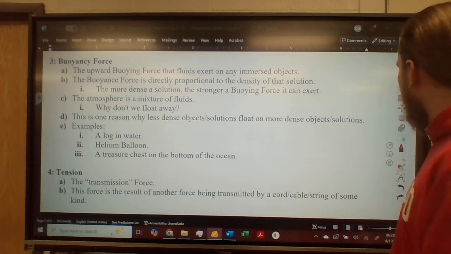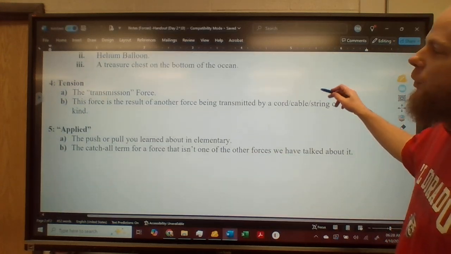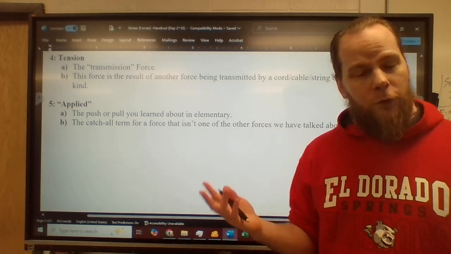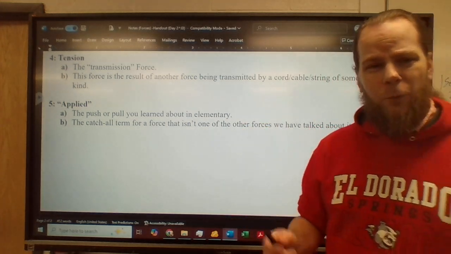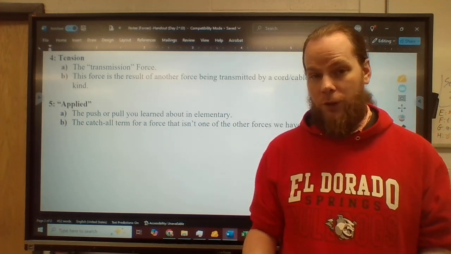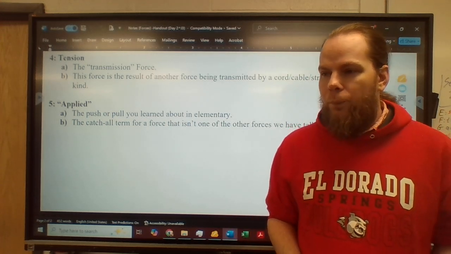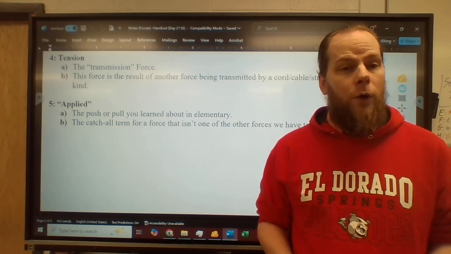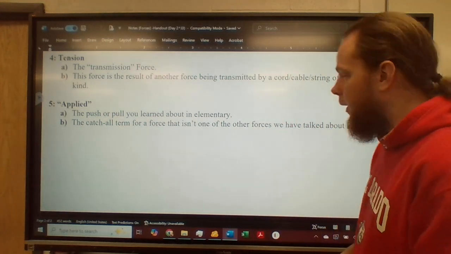All right, and that brings us to our last two, tension and applied. I'm not going to do too much with these. Tension is not a real force. Tension is more a force transmission. Okay, so let's go with the tug of war example from the worksheet that you guys worked on.